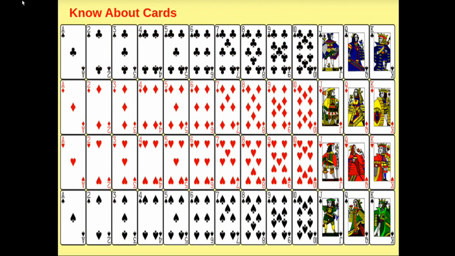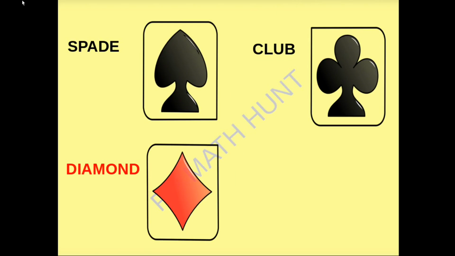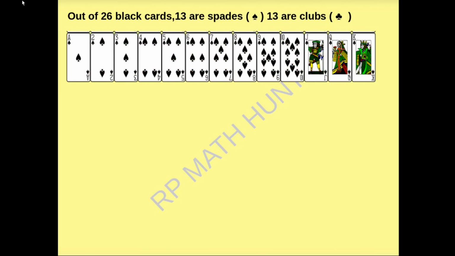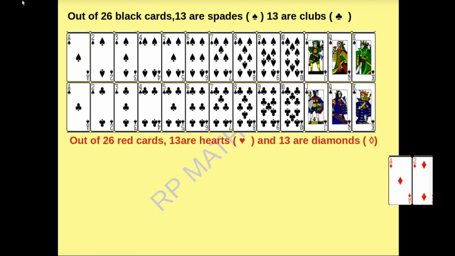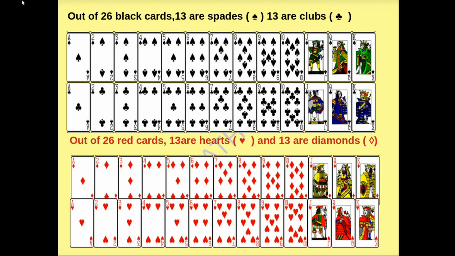Know about cards. This is an entire deck of cards. There are 52 cards in the pack of cards. Spade, club, diamond and heart. These are the main 4 symbols you see in any deck of playing cards. Out of 26 black cards, 13 are spades and 13 are clubs. Again, out of the other 26 red cards, 13 are hearts and 13 are diamonds. All together they give us 52 in total.